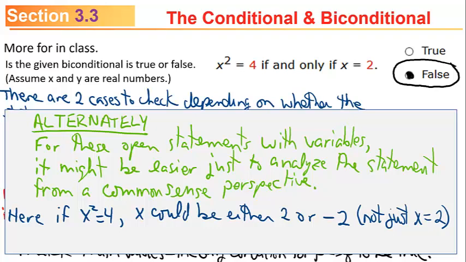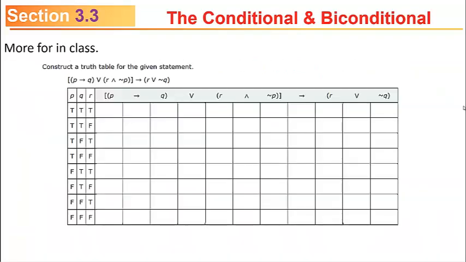So we know that x could be 2 or minus 2, not just 2, which means we can't guarantee that the truth value of the left statement matches the truth value of the right statement. Therefore, the biconditional is false. So you might find it a little bit easier just to think about it that way. It's up to you. This is sort of a monster-looking thing, but it's no harder. It's just more work. So let's go straight for it.